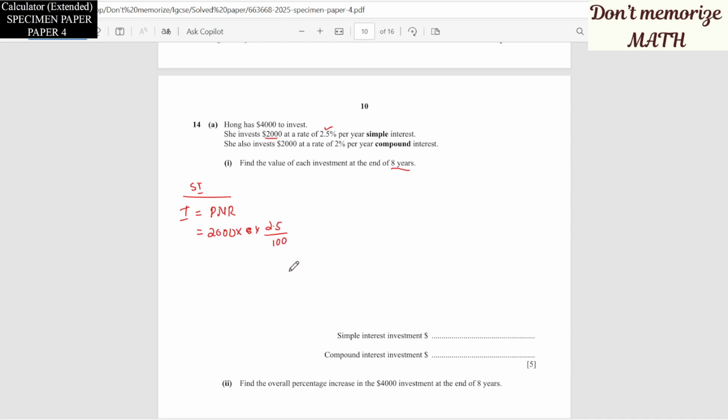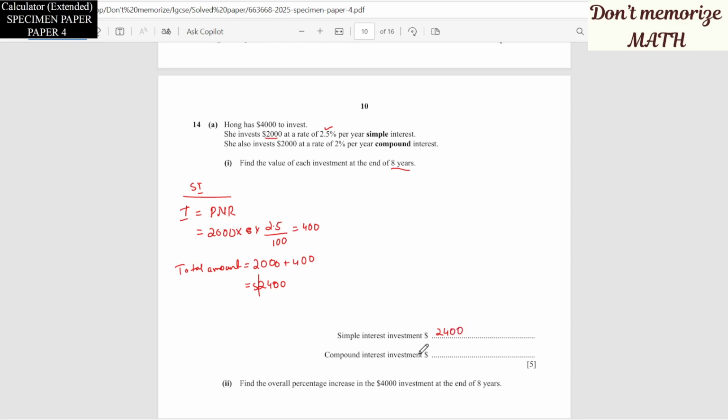So you will get 400. Okay, so 400 is the interest. So what will be the total amount? She invested 2000, she got 400 as interest, so 2000 plus 400, so the final amount after 8 years will be 2400. Okay, $2,400. So the simple interest investment will be 2,400.